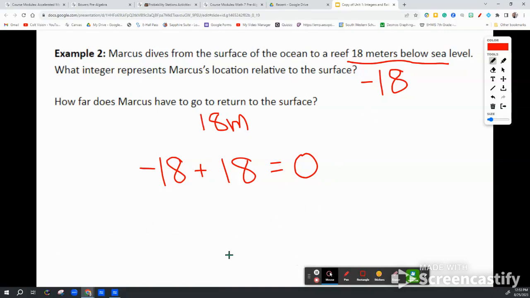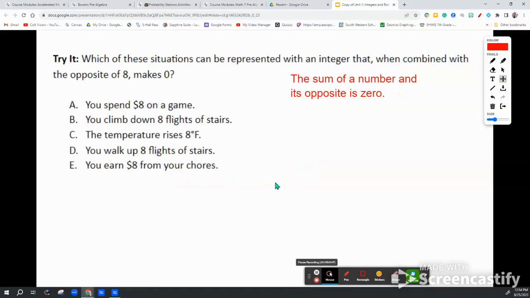So another way to define opposites is two numbers whose sum is 0. That would be another definition for opposites. So if we use this fact that the sum of a number and its opposite is 0, then we're going to explore this situation. Which of these situations can be represented with an integer that, when combined with the opposite of 8, makes 0? So let's just fix this a little bit to make it a little more clear.